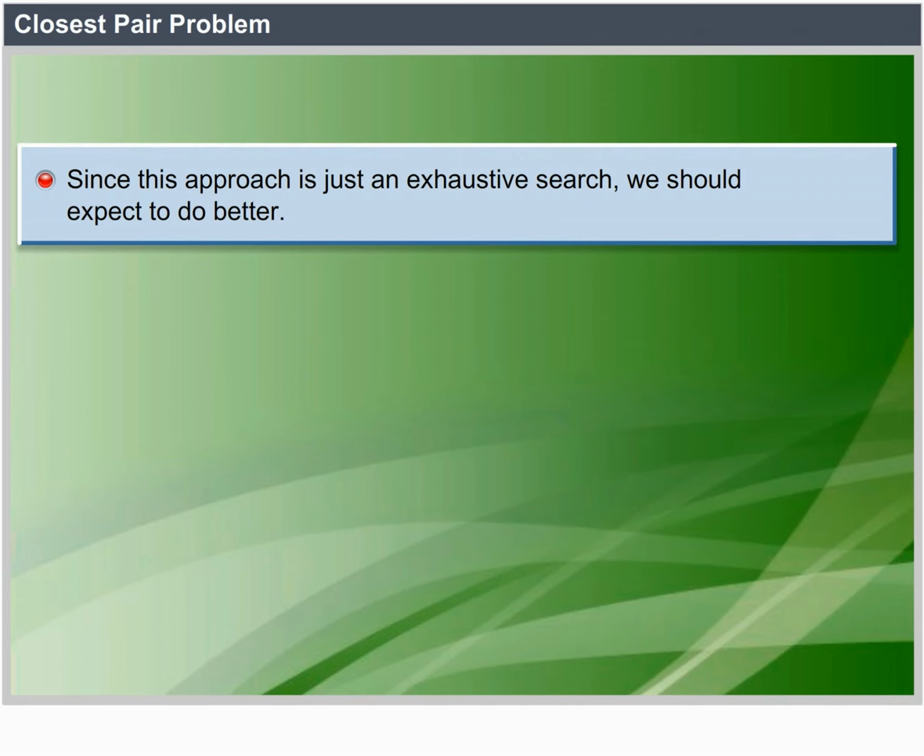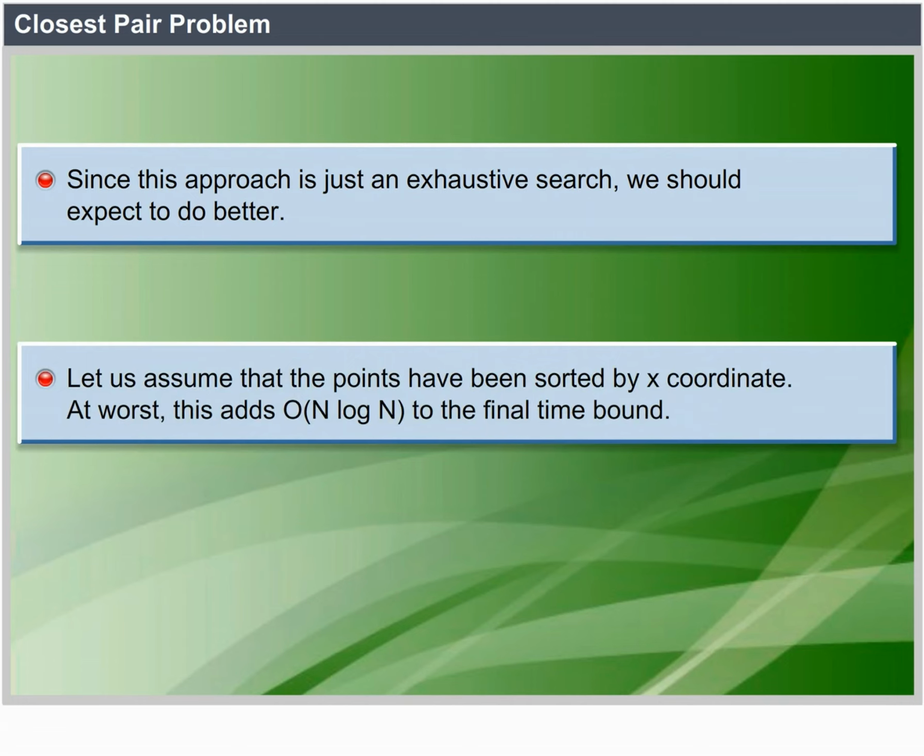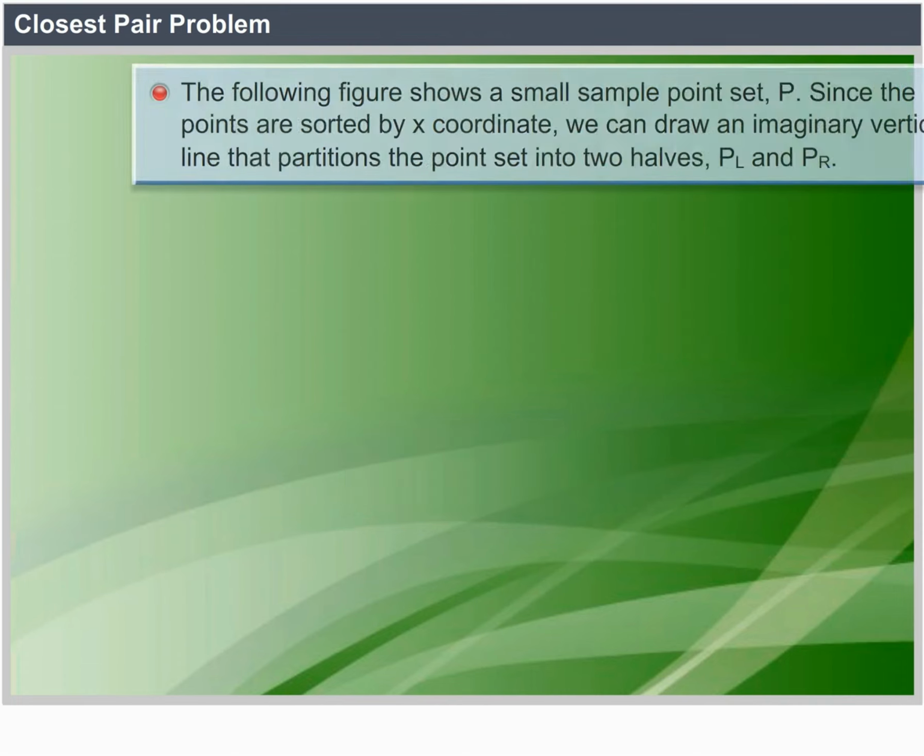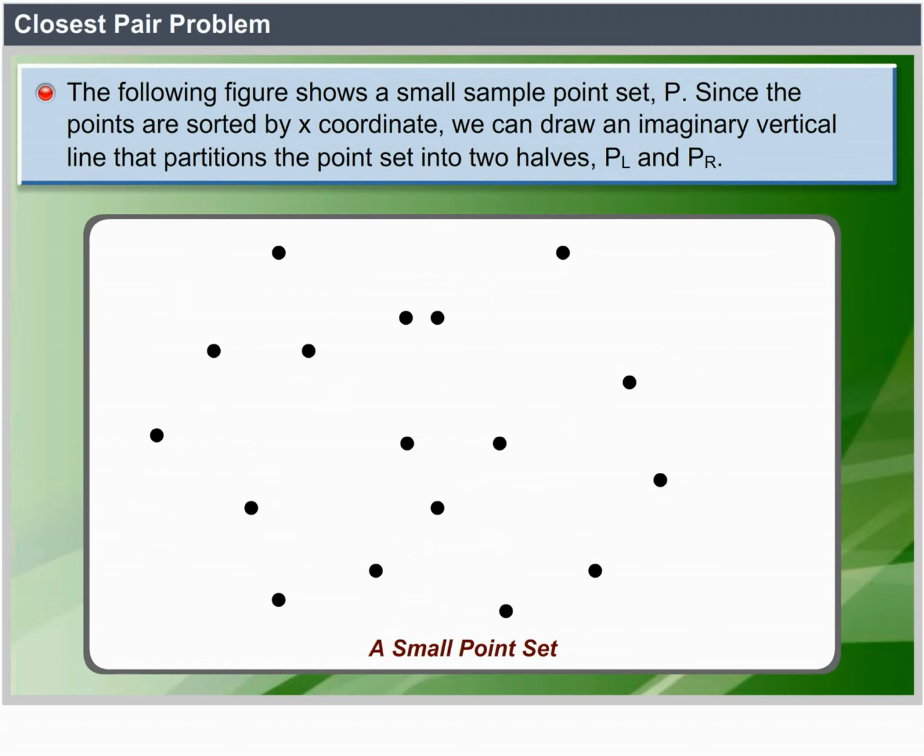Let us assume that the points have been sorted by x coordinate. At worst, this adds O(n log n) to the final time bound. Since we will show an O(n log n) bound for the entire algorithm, this sort is essentially free from a complexity standpoint. The following figure shows a small sample point set P. Since the points are sorted by x coordinate, we can draw an imaginary vertical line that partitions the point set into two halves, PL and PR.